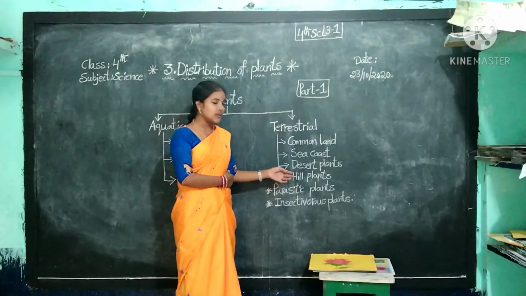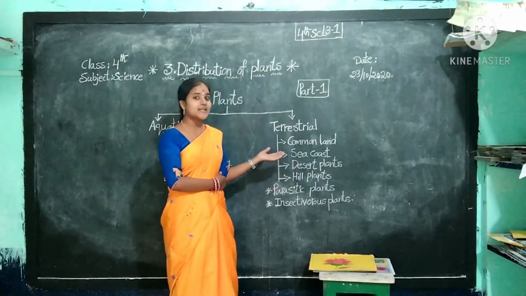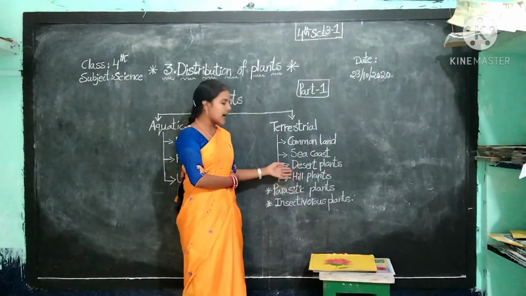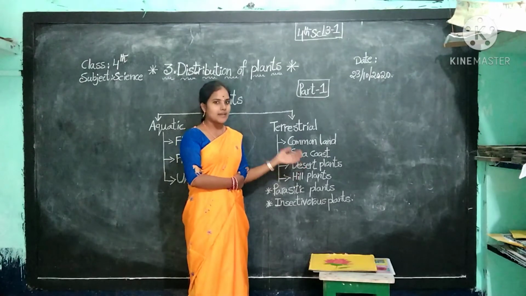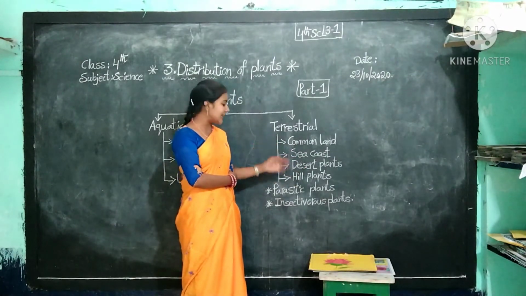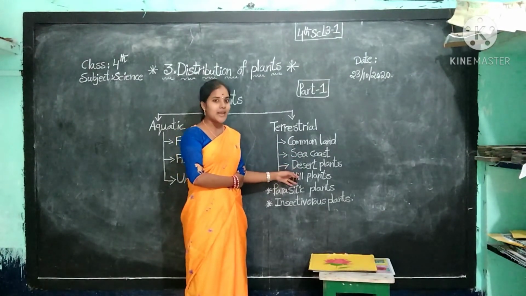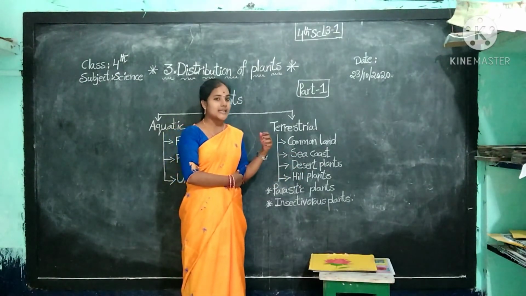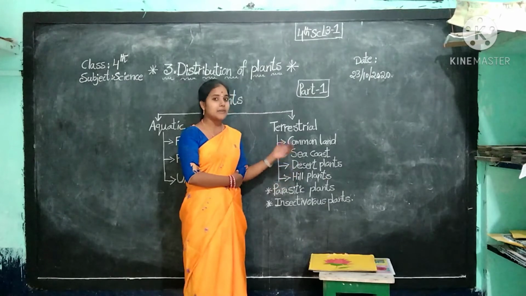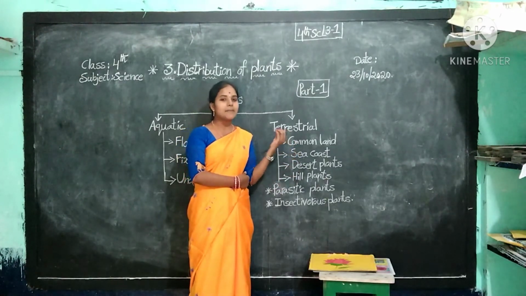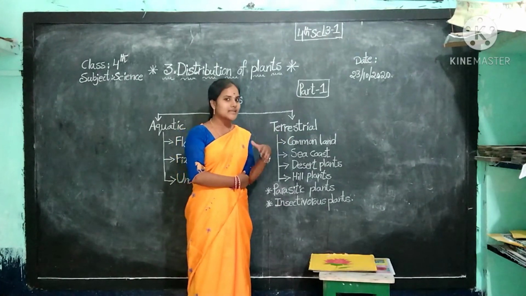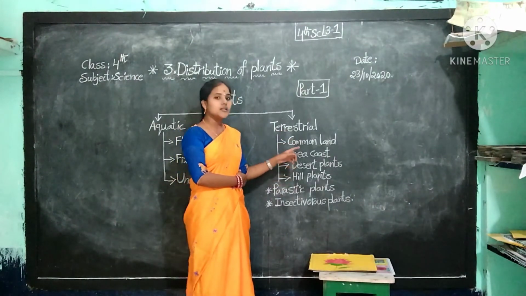Next one is about hill plants. What are hill plants, children? Plants that grow in the hilly region are called hill plants. These plants need plenty of rainfall. What is that, children? The plants need plenty of rainfall. Tea plants are grown in Assam and Darjeeling.